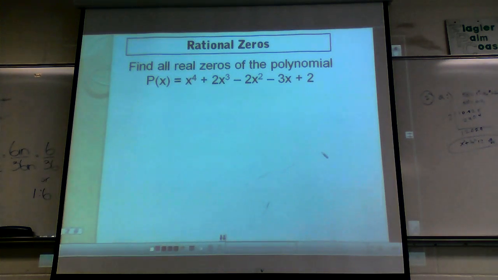Okay, so this is the one we're going to do. Finding all the real zeros. Again, we're not dealing with imaginaries right now. That'll come eventually. And this one's actually not that bad because of the fact that the last coefficient is 2, so there aren't many possibilities for zeros.